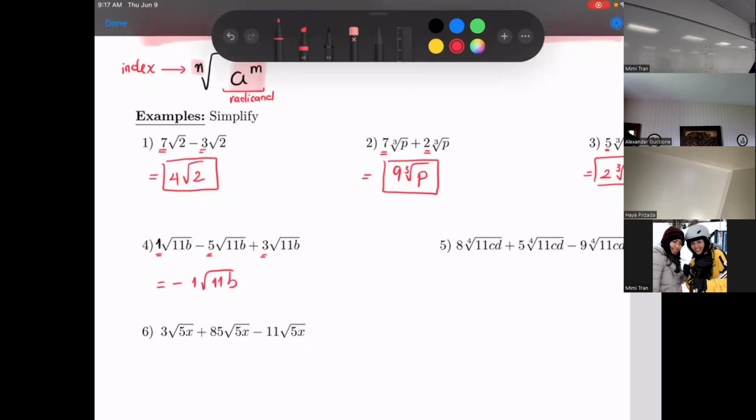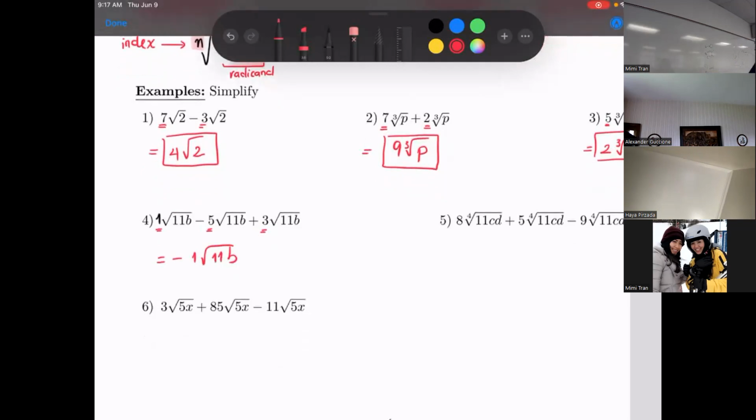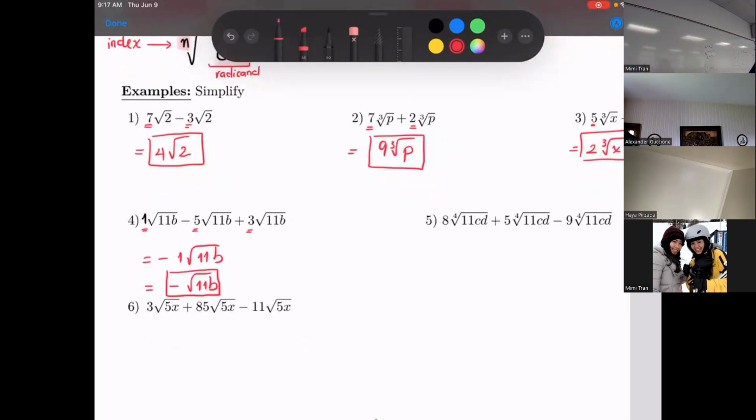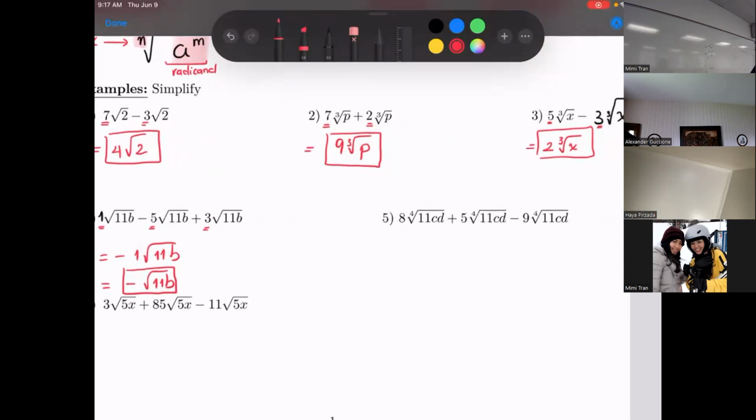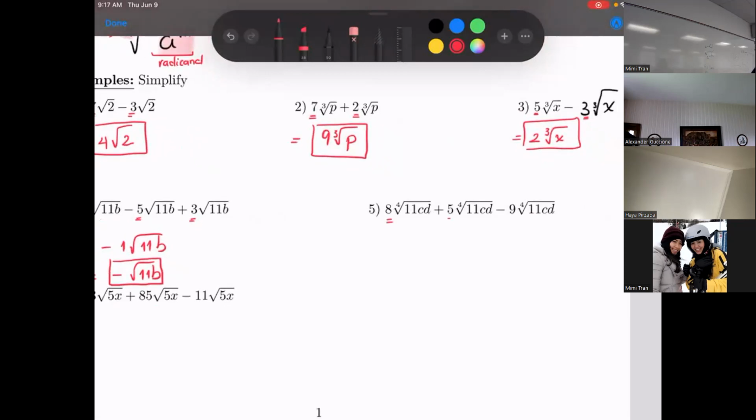Is that what she got? I forgot what she got. Or you can rewrite it as just negative square root of 11b if you want. I'll take both answers. Number 5, same index, same radicand, so add the coefficients. So I have 5 plus 8 plus 5 is 18, minus 9 is positive 9... I mean, 5 plus 8 plus 5 is 13 minus 9, so it's positive 4. So 4 root of 11cd.